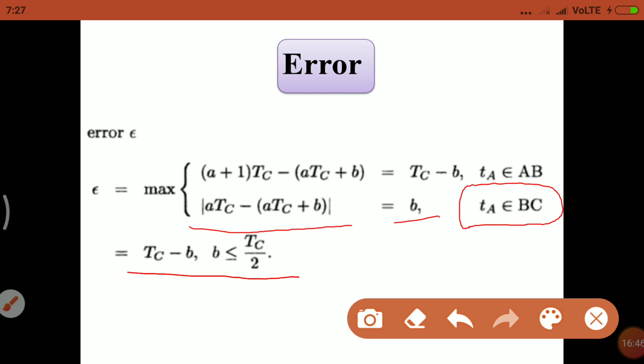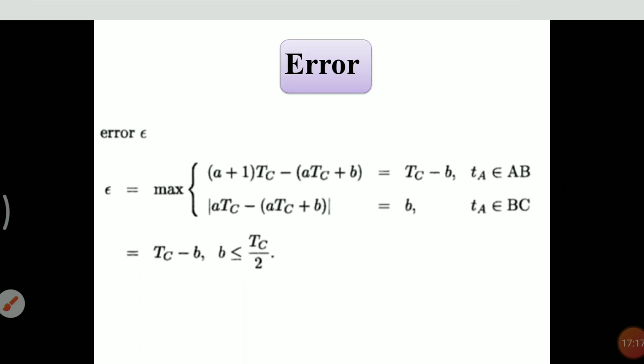Tc minus B is nothing but the error which is obtained when the value of B is less than or equal to Tc by 2. Tc is the time period of the clock signal, so B should be less than or equal to Tc by 2. At that time we will get Tc minus B as the error. So I'll take one example so that you get a clear idea of how to find the error of any signal for the measurement of time interval between two events.